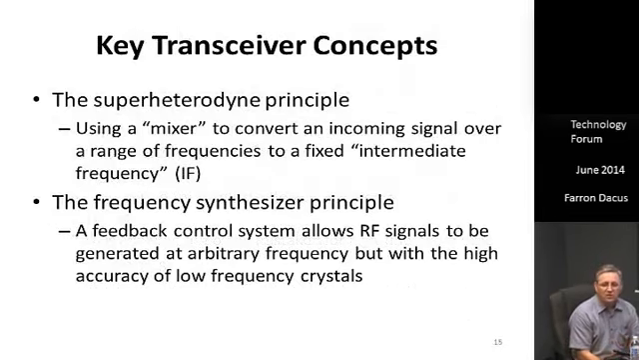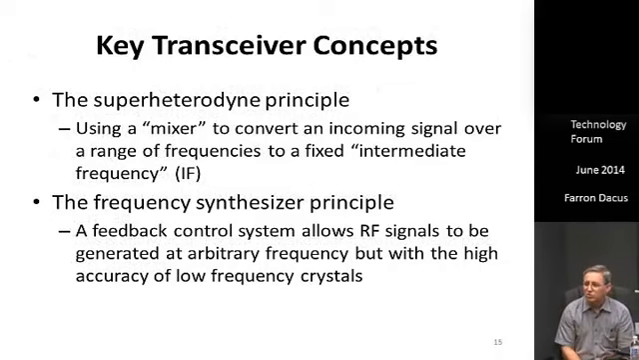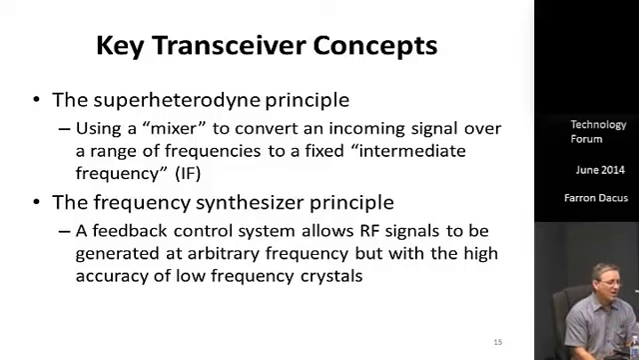Okay, key transceiver concepts. This guy named Edwin Armstrong invented the very first good receiver before World War I. It was called a regenerative receiver. And then he decided that wasn't good enough, and he invented the follow-on, the superheterodyne receiver. And that's still with us today.